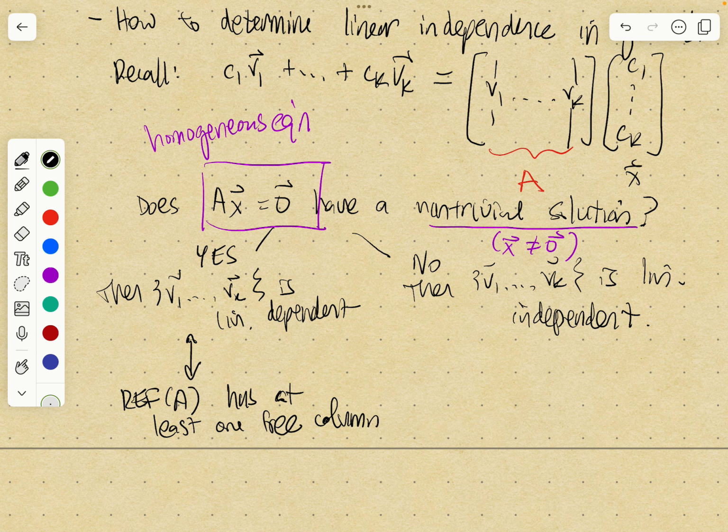And if the echelon form of A, just any echelon form of A, has no free column, then Ax equals 0 has only the trivial solution. Because remember, you need those free variables to produce the infinitely many solutions.